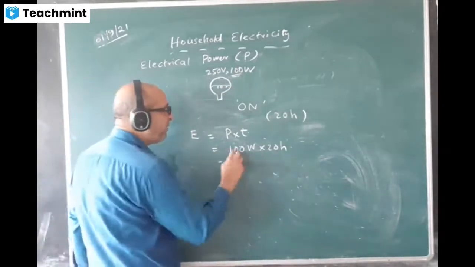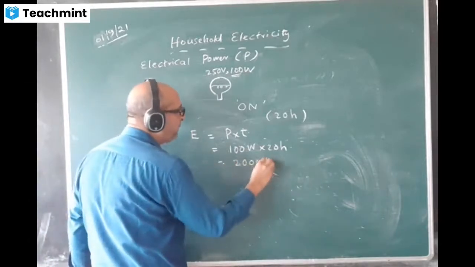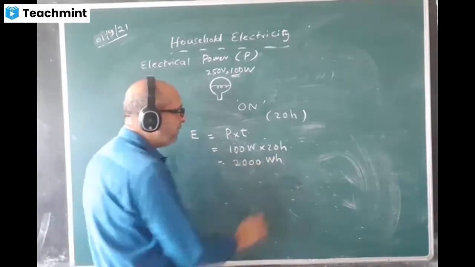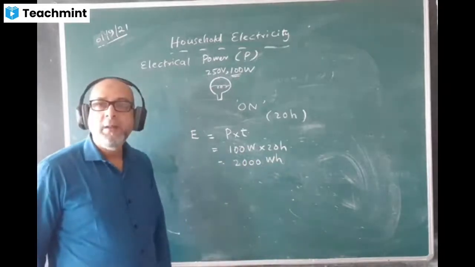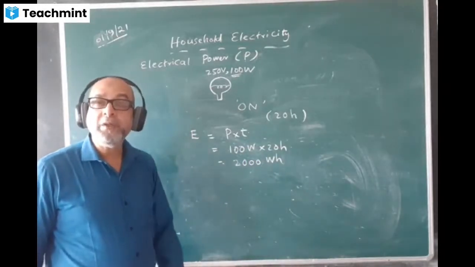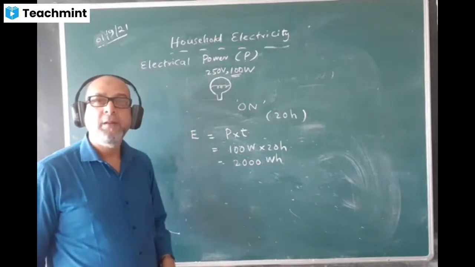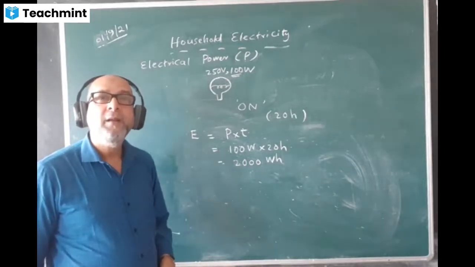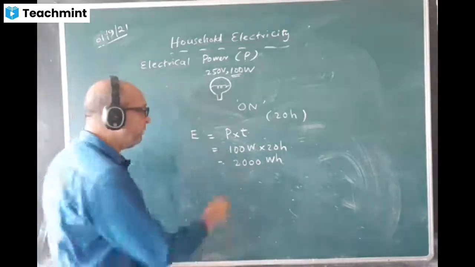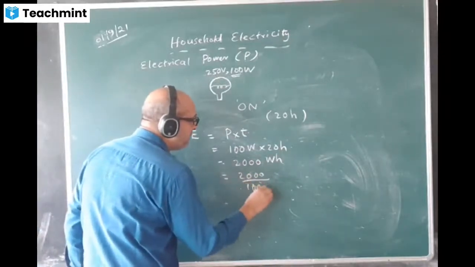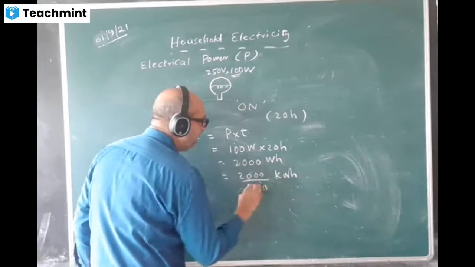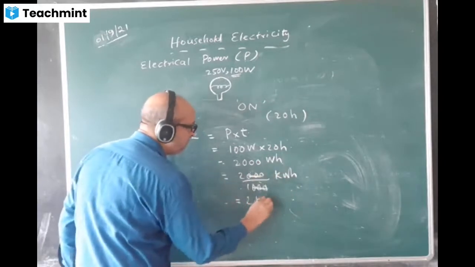Your answer will come here, 2000 watt hours. W and H also multiply, it becomes watt hour. But we will change it into kilowatt hour. Yes? 2 kilowatt hour, very good. You are dividing by 1000 here, yes. 2000 divided by 1000, kilowatt hour. That is, the answer will come 2 kilowatt hour.